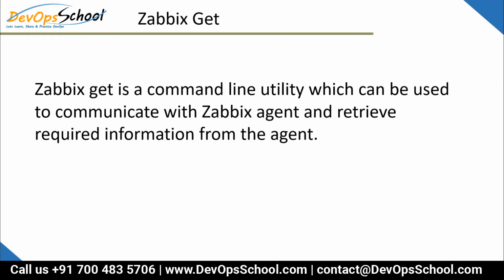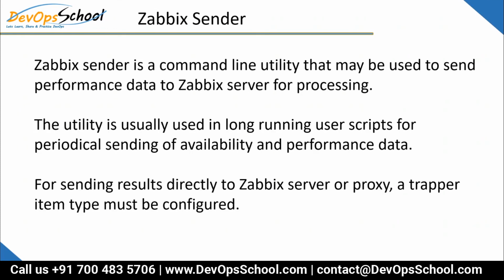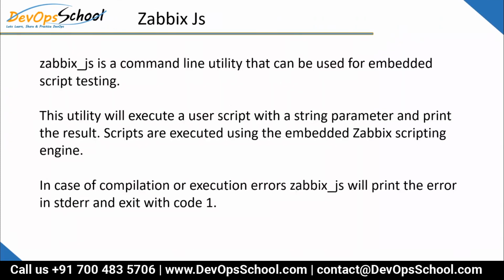There's one more utility, which is Zabbix get. Zabbix get is a command line utility which can be used to communicate with the Zabbix agent and retrieve required information from the agent. That means it is a command line utility that can be running anywhere, but typically on a server, to ask for the data from the agent and retrieve required information for troubleshooting. So sender and get are these utilities.